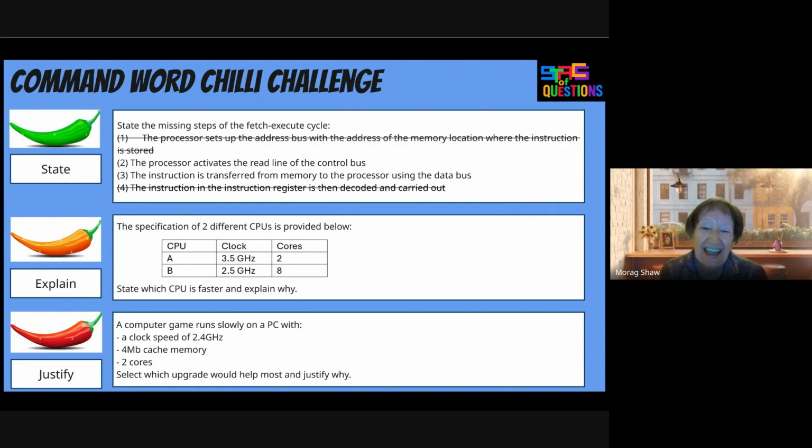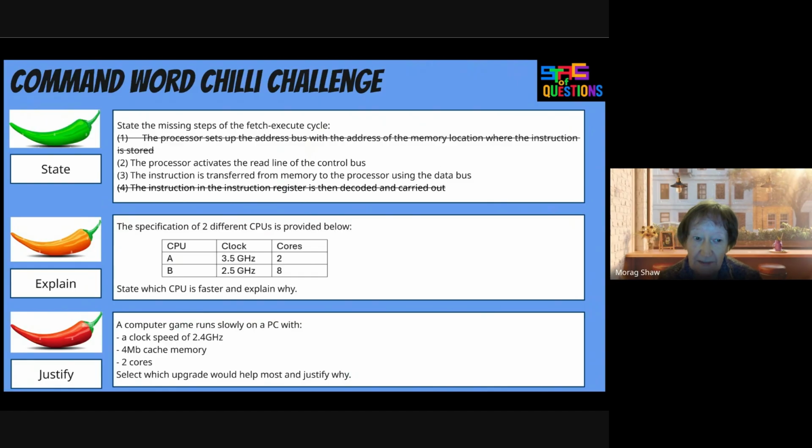Okay, for my spicy, I've gone for explain. 2 different specifications, the clock speed and cores, which is faster, but explain why. So obviously a little bit more thought having to go into answering that, and a little bit more, I suppose, even calculations and things running at the side.